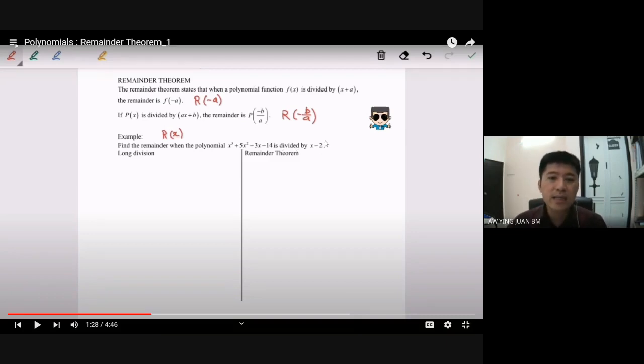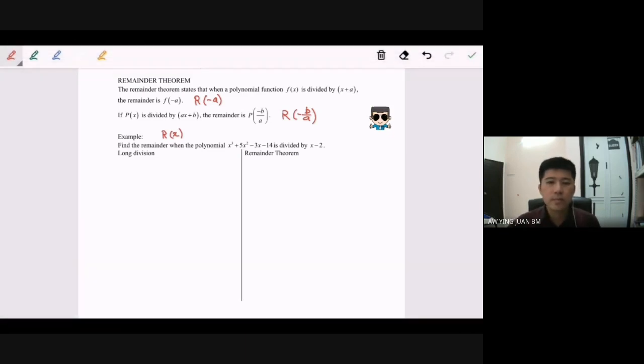Divided by x minus 2. So this one we call divisor. So this is the capital P, capital D. So in here we got two methods. Number one is long division. Number two is remainder theorem. So our focus is remainder theorem. And then this one is a method, it's just a tool, long division. So continue.